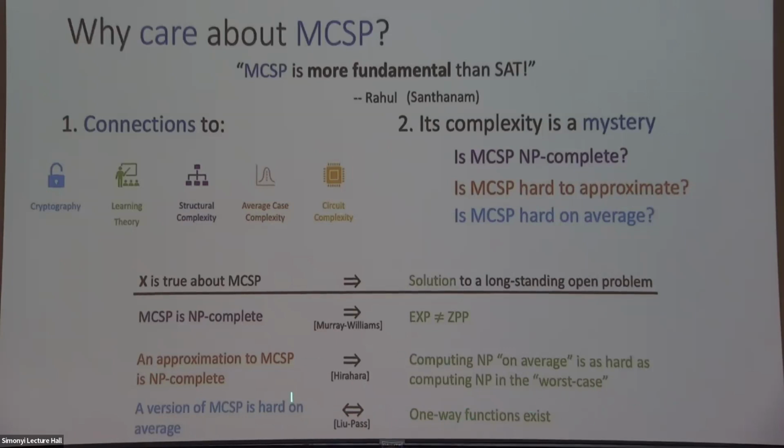And maybe if you squint at these last two results, you might be like, hey, what's going on here? We show if MCSP is hard on average, then one-way functions exist. And some approximation to MCSP has a worst case to average case reduction. So can you combine those two results and get something that shows if this problem is hard on average, then you get one-way functions, maybe they're equivalent? There are some technical details here. If you're interested, I can tell you about it.